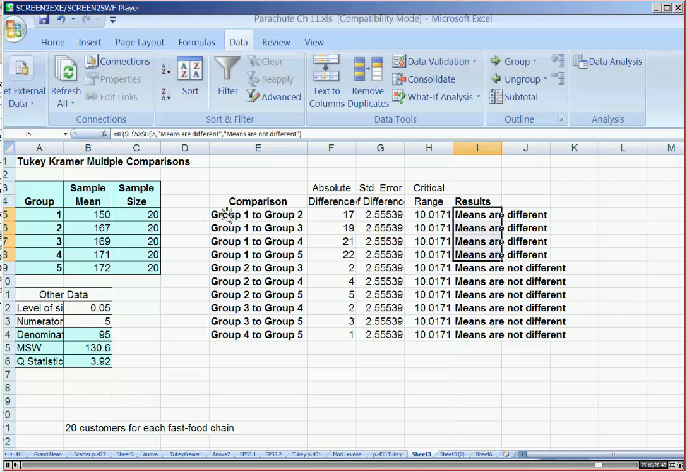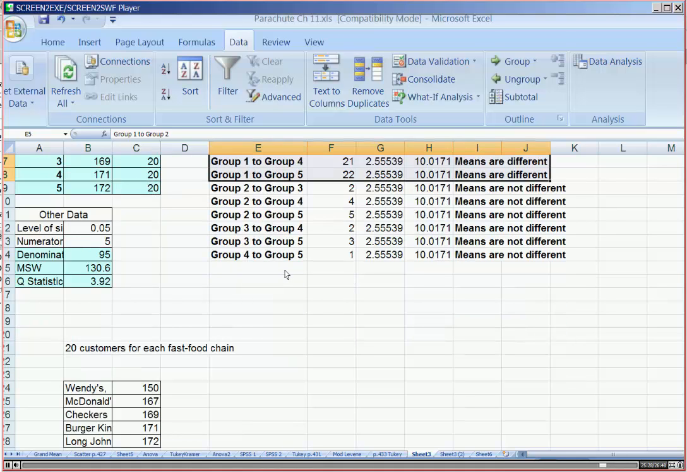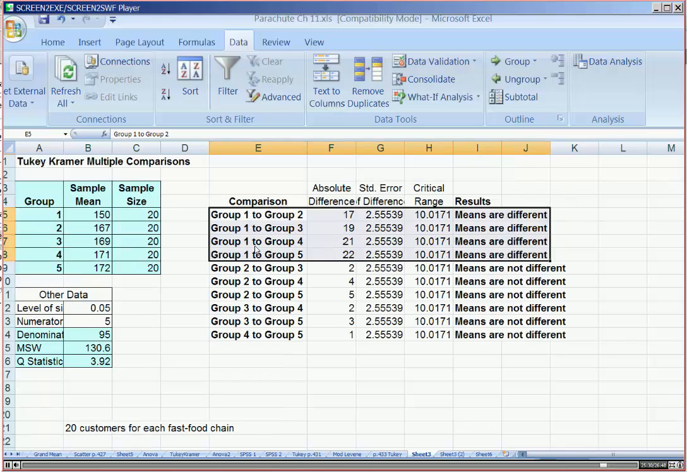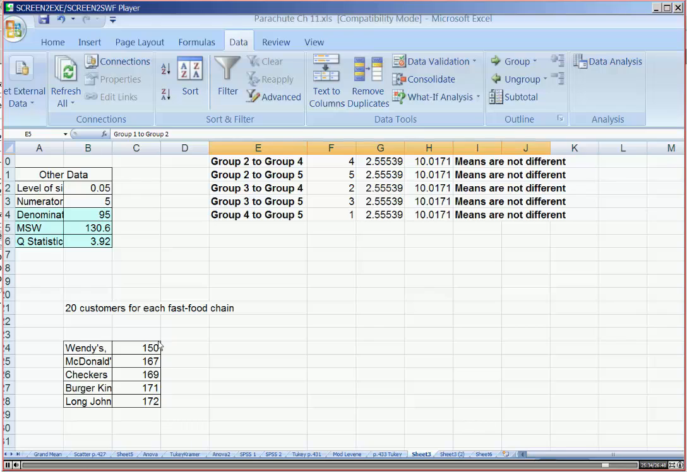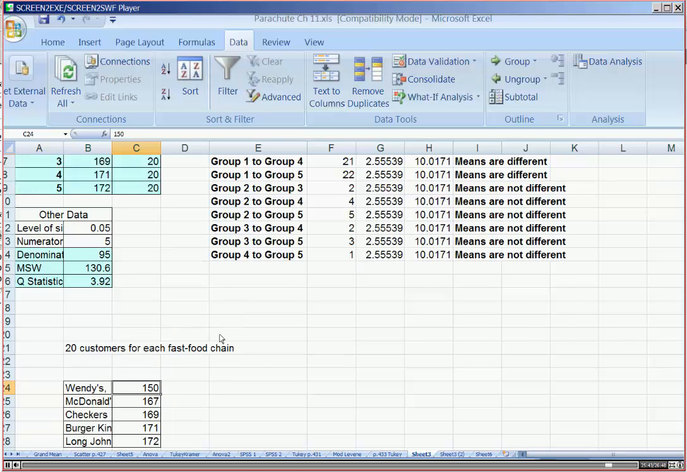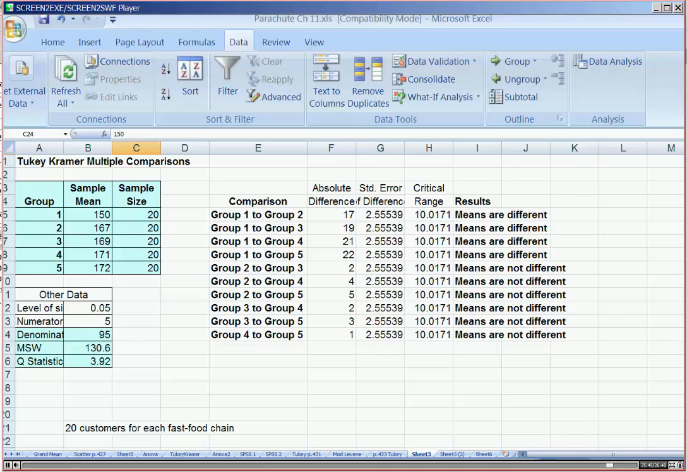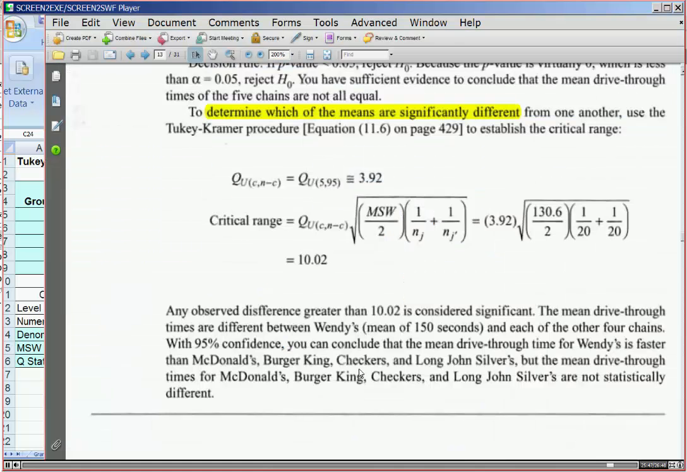And we've got 4 substantial differences, significant differences. 1 to 2, Wendy's and McDonald's. 1 to 3, 1 to 4, and 1 to 5. Obviously, this beats everything, which we could have told anyway. But to assign statistical significance to our conclusion, we had to run the Tukey-Kramer procedure.